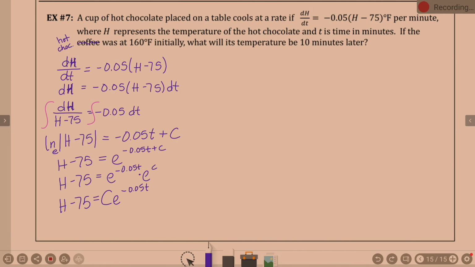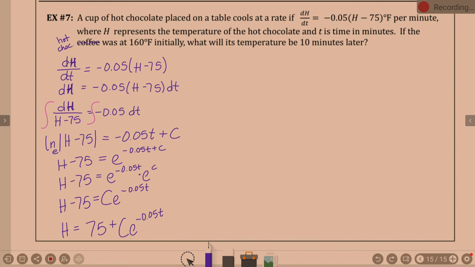And I'll be honest, some of that magic in the answer key caught me when I was trying to do homework. So if we solve for h, we're going to add 75. So h is 75 plus c e to the negative 5/100 t. So I have an equation here, right? And it matches with my notes even better. Okay, let's see.